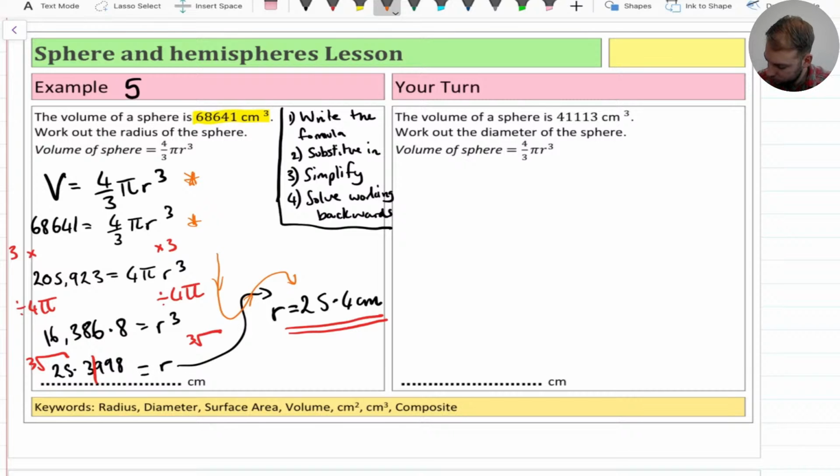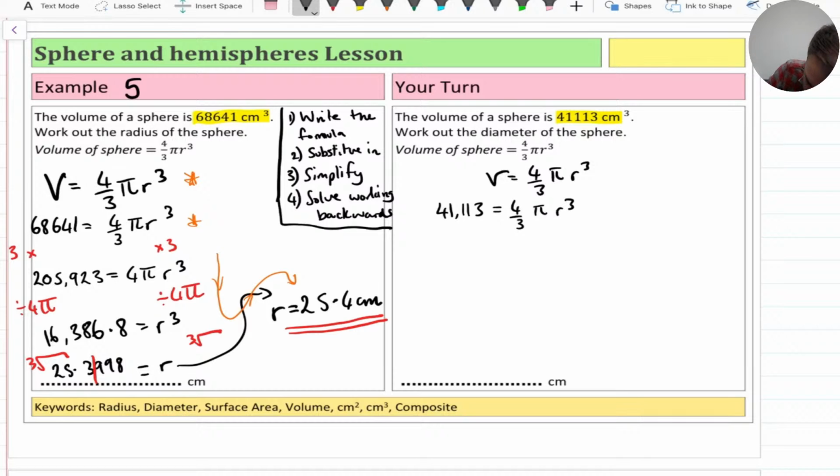Okay. Let's have a go at this one then. So exactly the same thing. We write down the formula first, which is volume is equal to 4 over 3 pi r cubed. We write down what our volume is, which in this case is equal to this 41,000. So 41,113 is equal to 4 over 3 pi r cubed, times both sides by 3.